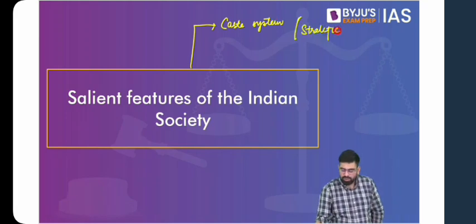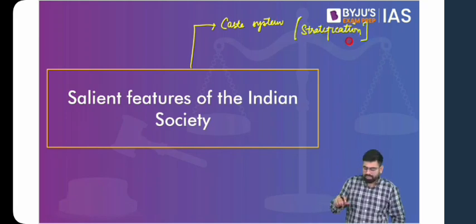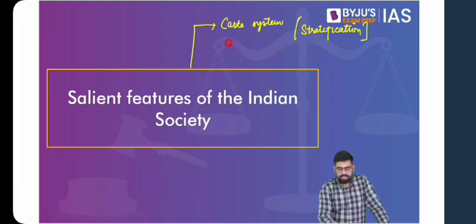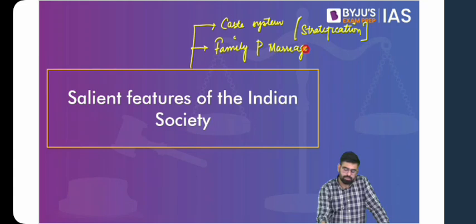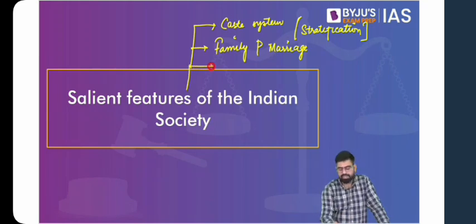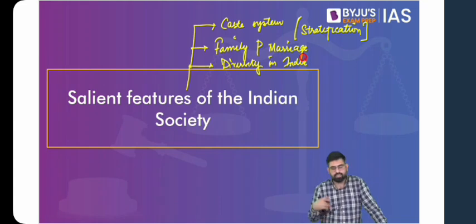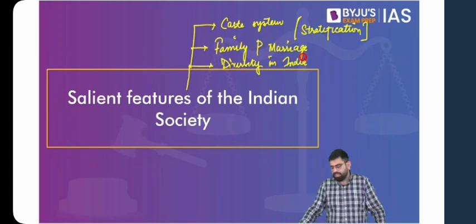Why? Because we are also going to talk about the class system, not in greater detail, but as a transition from the caste system. Then we'll talk about the institutions of family and marriage. And finally, another feature, which is one of the most salient features of Indian society, which is diversity in India. So rather than dealing with diversity in India separately, rather than dealing with it in a factual manner, we'll take up diversity in India as a conceptual idea.